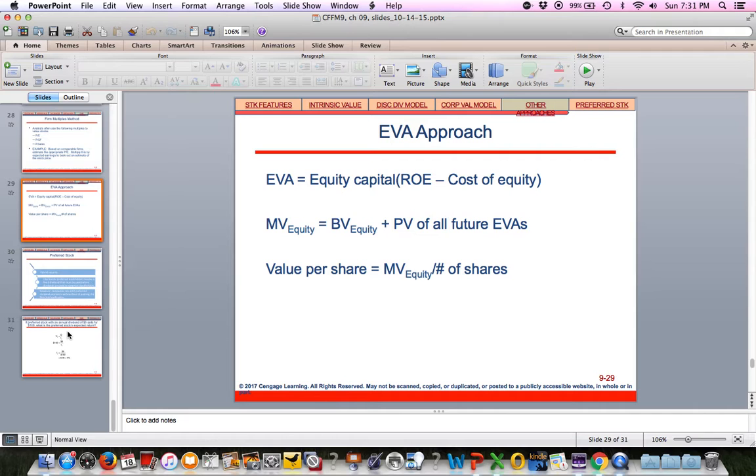The EVA approach is economic value added. What they're saying here is equity capital times your ROE minus your cost of equity. That should get us down to a number or value per share. So basically we get to market value of equity equals book value of equity plus the present value of all future EVAs, which then turns into the value per share, meaning the market value of equity divided by the number of shares.